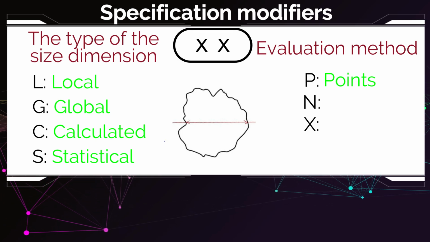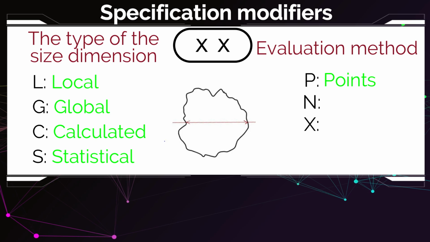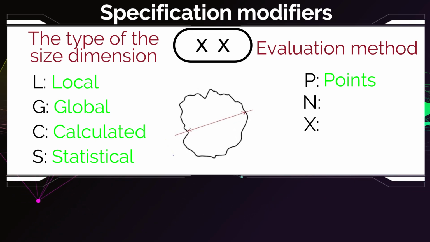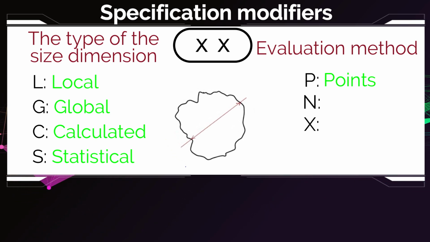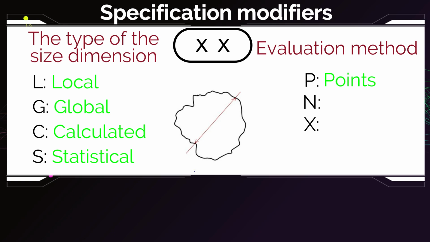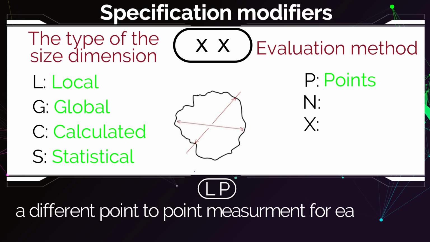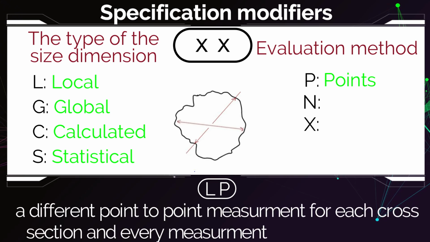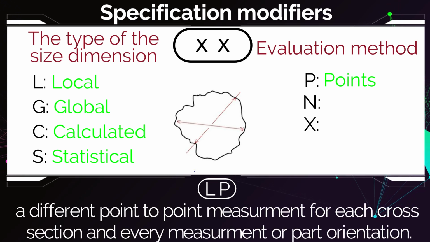If you measure the distance between these two points here, and you just rotate the part a little bit and measure the distance here, you get a different result. And so a P measurement can only be local, so it can only be combined with an L. So you can see LP as a modifier. And also if you change the cross-section in which you measure, you will get a different result.